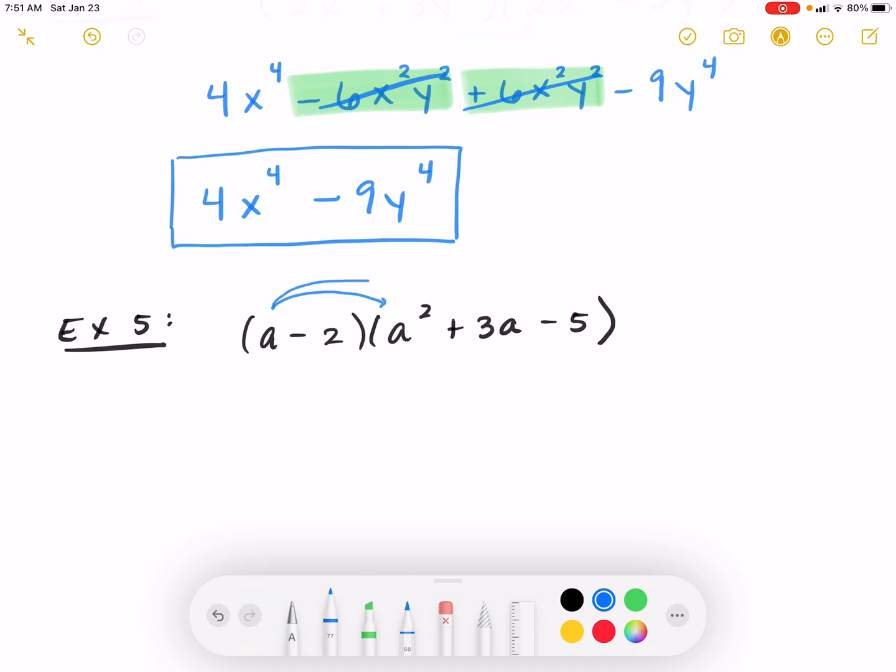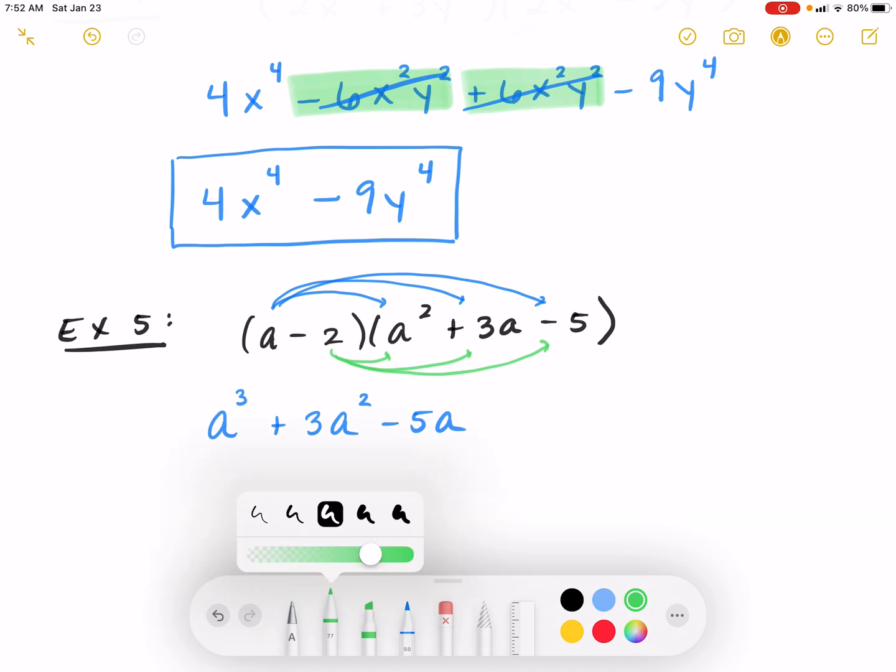So here's the game plan. We're going to take that first a and we're going to distribute it to all three terms. So a times a is going to make a cubed. A times 3a is going to make 3a squared, and a times negative 5 is negative 5a. Okay? And then we're going to take the negative 2 and multiply it by all three terms in that second quantity. So we're going to get negative 2 times a squared, negative 2 times 3a is negative 6a, and negative 2 times negative 5 is plus 10.